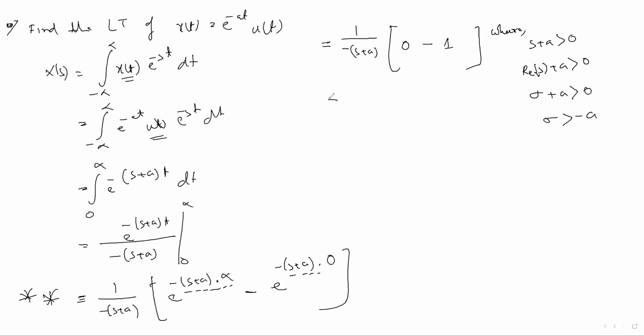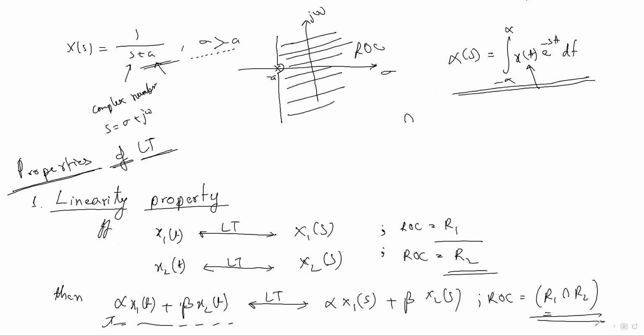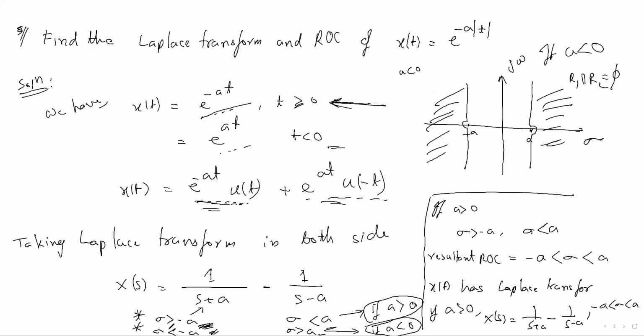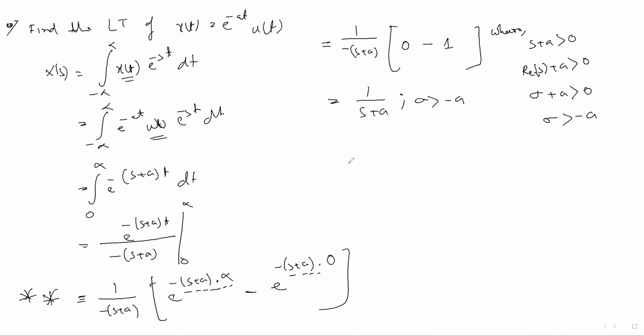Okay, so when you multiply this thing, you will find s plus a. So this condition that we have found, which I have written in this step, is that sigma should be greater than minus a. Okay, sigma should be greater than minus a. And for this also I have given it in a different form, similarly like this.